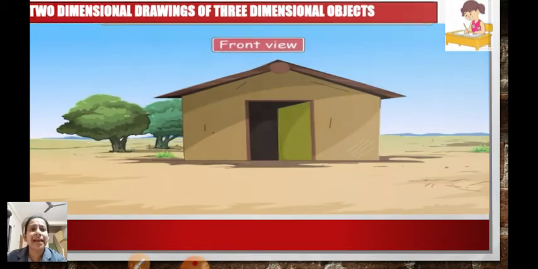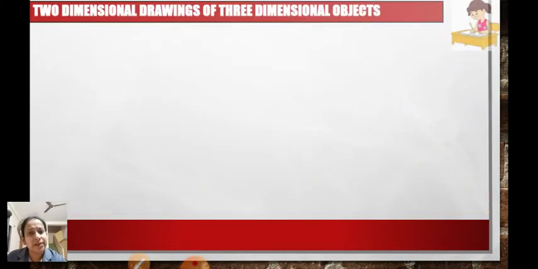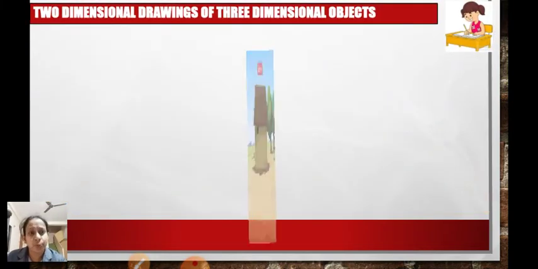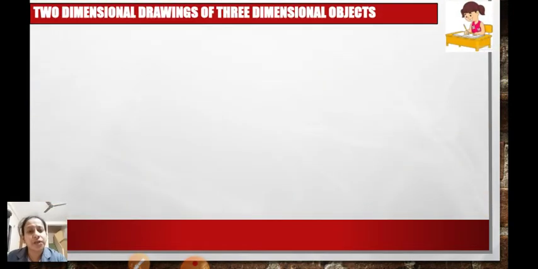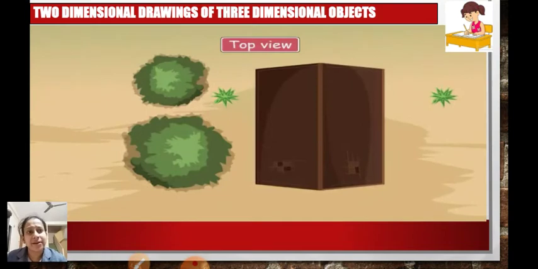Similarly, looking at the figure from the side gives you the side view. Okay? So here is a side view of the house. Whereas looking at the figure from the top gives you the top view. Like here you can draw a figure of the house from the top view, right? So always remember, of a three-dimensional object, we can have three views. That is the front view, the side view and the top view, right?